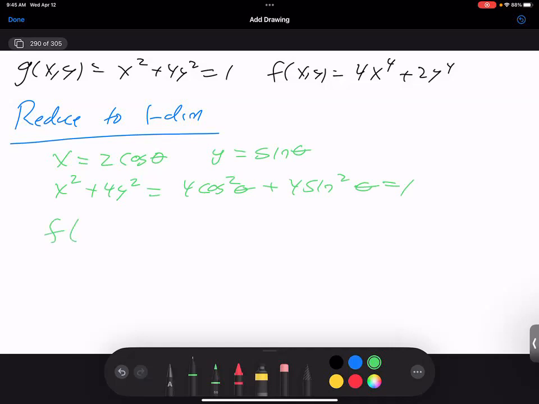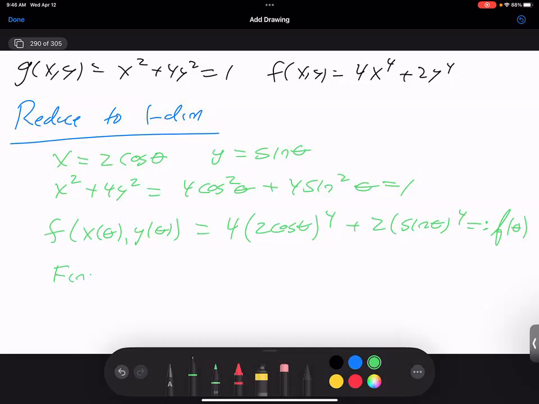And so now f of x of theta, y of theta is going to be 4 x to the fourth, so it's 2 cosine theta to the fourth plus 2 sine theta to the fourth. This is just some new function. I'll call that maybe script f of theta, and find f prime of theta equals 0. Actually reduce this to a function of one variable. Now, is everybody clear on this?